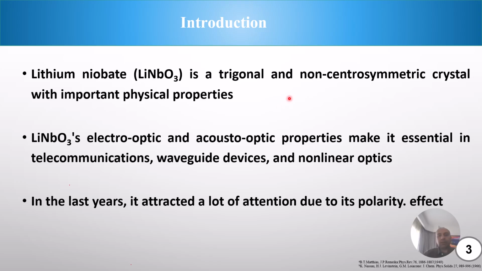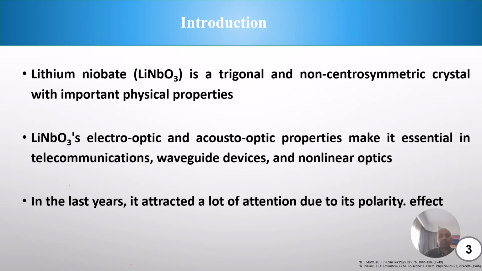Lithium niobate is a trigonal and non-centrosymmetric crystal with important physical properties. Below the Curie temperature, 1210 degrees Celsius, it has a ferroelectric phase, and the lithium and niobium atoms are shifted from the plane where the oxygen atoms are placed. This creates a permanent polarization, which stays even when we excite the system with an electric field, and in turn promotes important physical properties like electro-optic and acousto-optic properties that make it essential in telecommunication, waveguide devices, and nonlinear optics. So it can be considered like the silicon of waveguide devices.